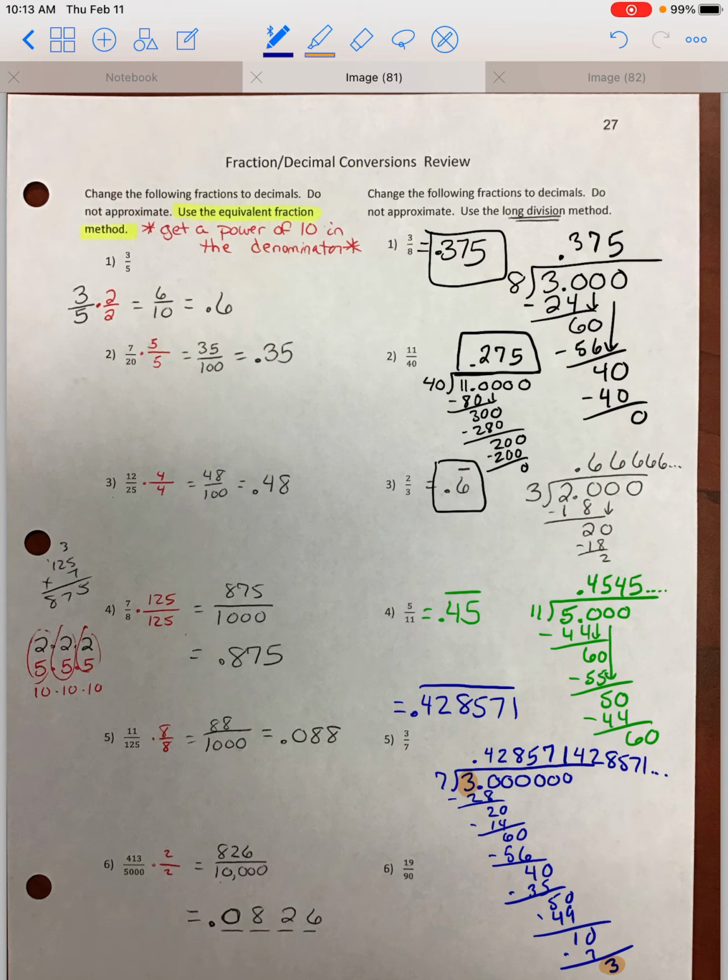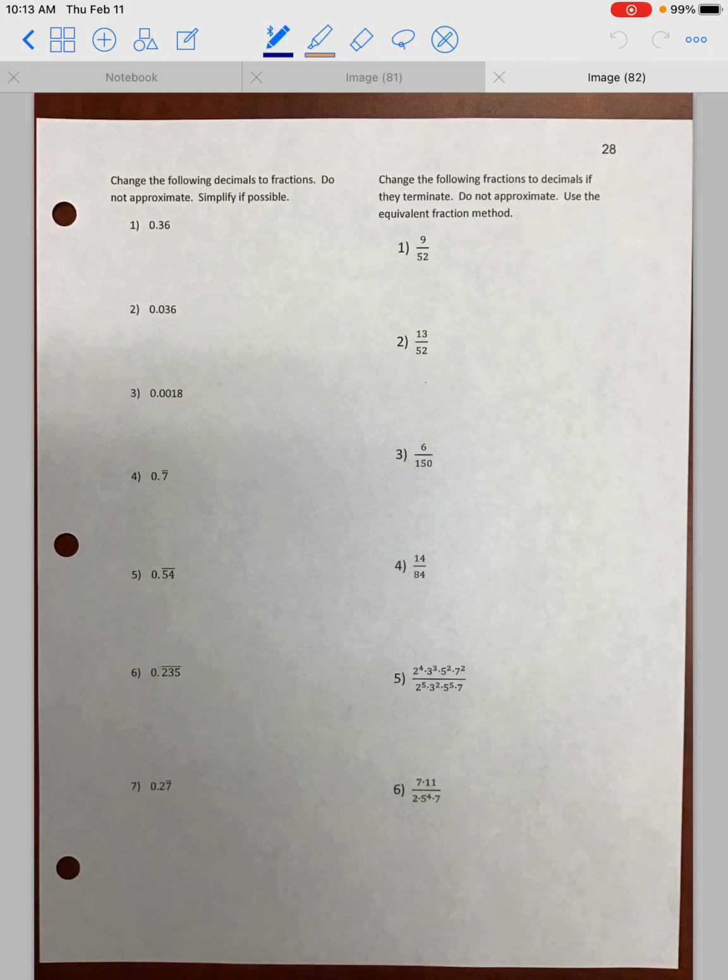All right, so not the most fun method, but that's how you can go from fraction to decimal, and it's the only way to do it if you have a repeating decimal. All right, so let's flip over to the next page. This is 28. I'm not interested in this side, but I do want to look at these.